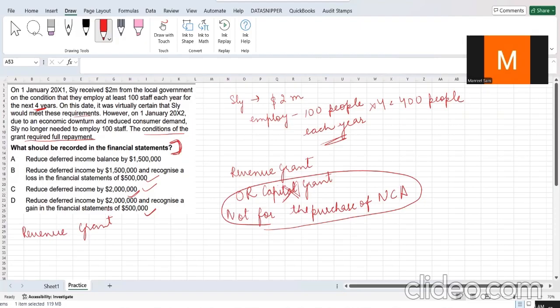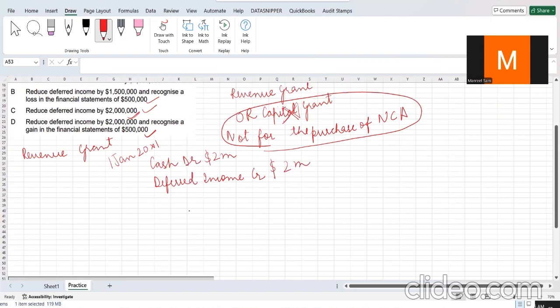When they recorded the amount, they would have passed cash debit on 1st January 2000 X1. They would have posted cash debit and what should be credited. On this date, it was virtually certain that Sly would meet the requirements. So, would meet the requirements, right? So, it was probable, but they did not meet yet, right? So, because they did not meet the requirements yet, they recognized it as an advance payment, right? So, this was the first journal entry that they posted.